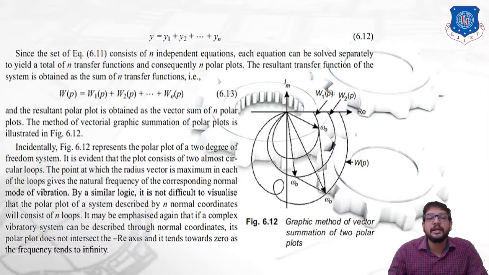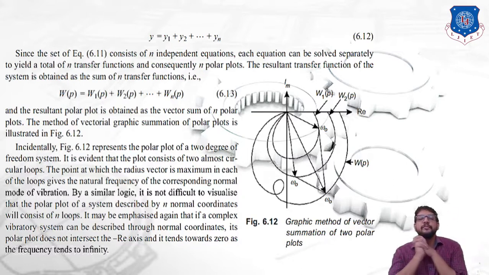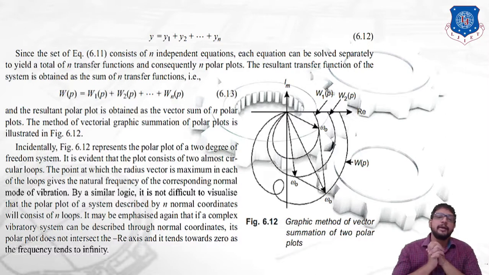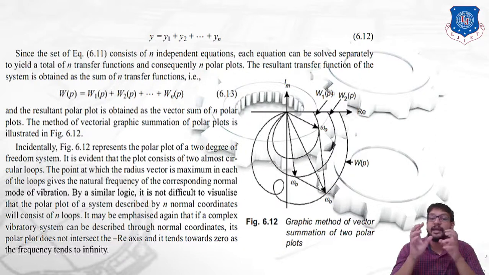It is evident that the plot consists of two almost circular loops. The point at which the radius vector is maximum in each of the loops gives the natural frequency of the corresponding normal mode of vibration. By similar logic, it is easy to visualize that the polar plot of a system described by n normal coordinates will consist of n loops. It may be emphasized again that if a complex vibratory system can be described through normal coordinates, its polar plot does not intersect the RE axis and it tends towards 0 as the frequency tends to infinity.